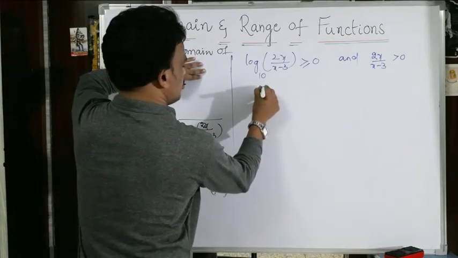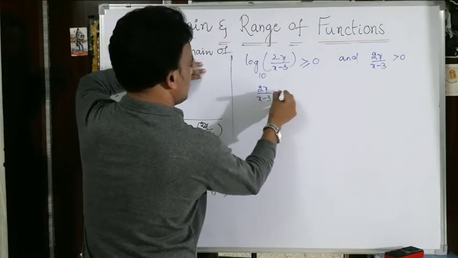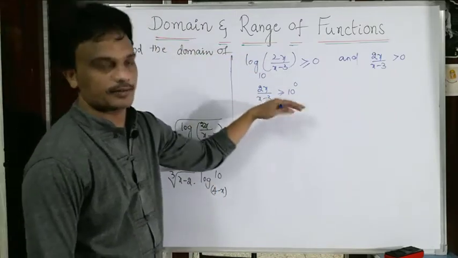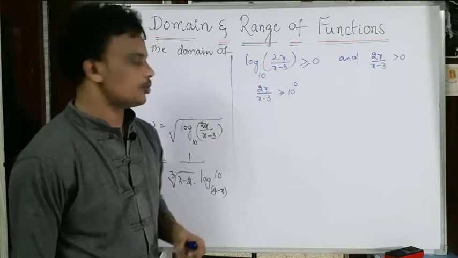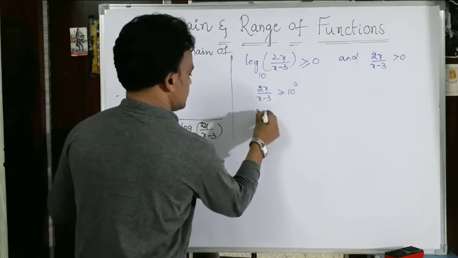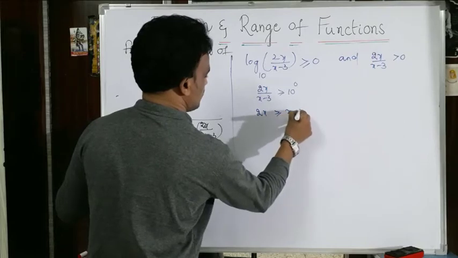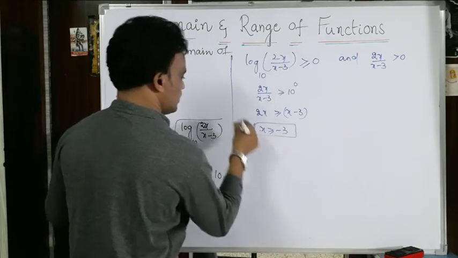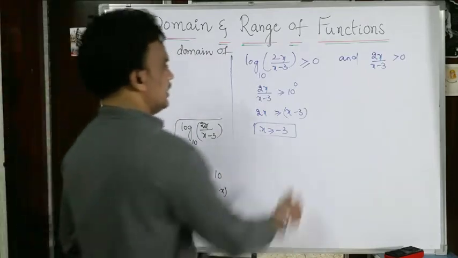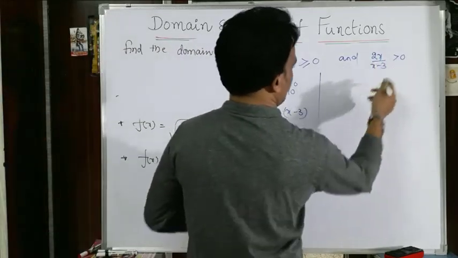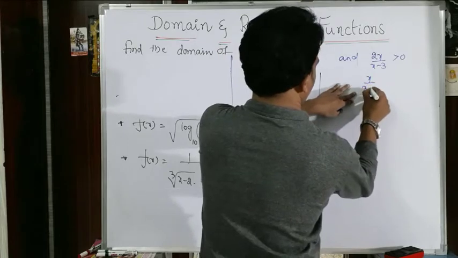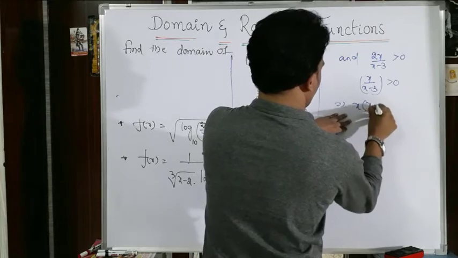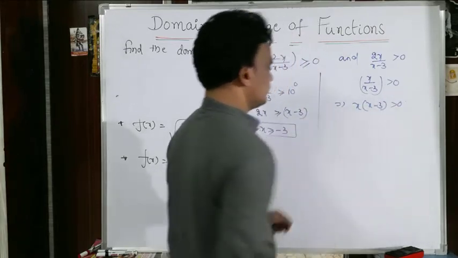So, this is 2x by x minus 3 is greater than or equal to 10 power 0, logarithm form to exponential form, which is an increasing function, base is 10 which is greater than 1, no problem. So, that is 2x is greater than or equal to x minus 3, which gives x greater than or equal to minus 3, one condition. Coming to this one, 2x by x minus 3 greater than 0, simply x by x minus 3 is greater than 0. So, I can write x into x minus 3 is greater than 0, right or not.